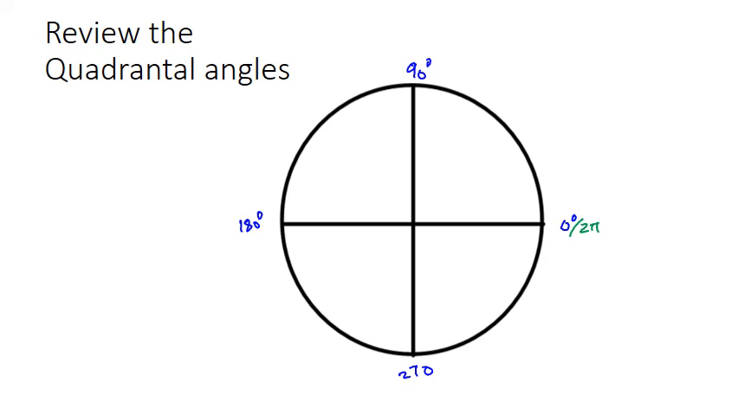So at 90 degrees, that is pi over 2 radians. 180 degrees is pi radians, and 270 is 3 pi over 2 radians.